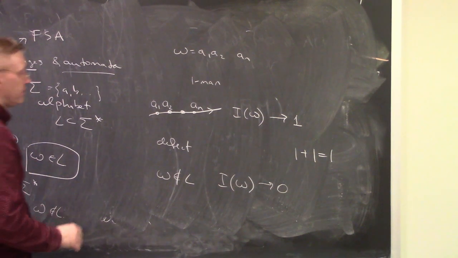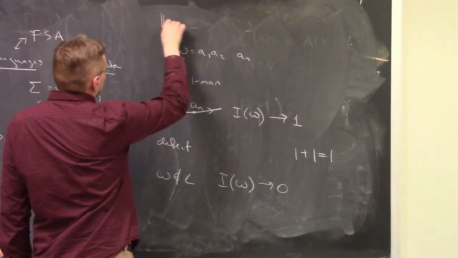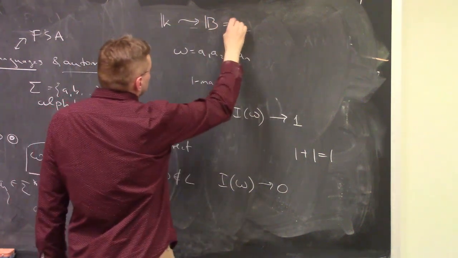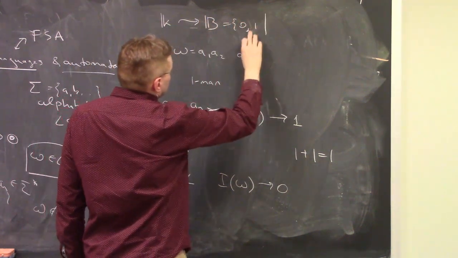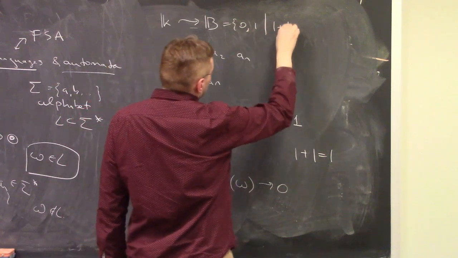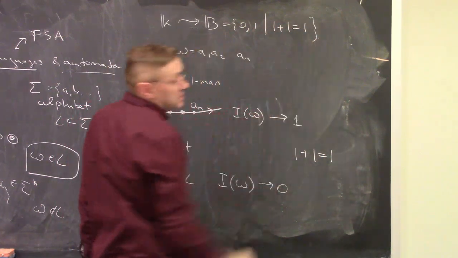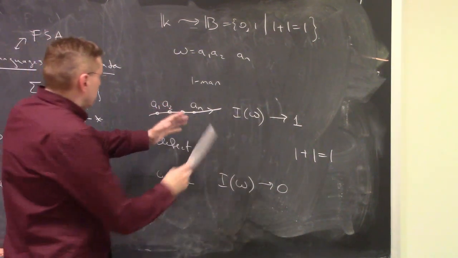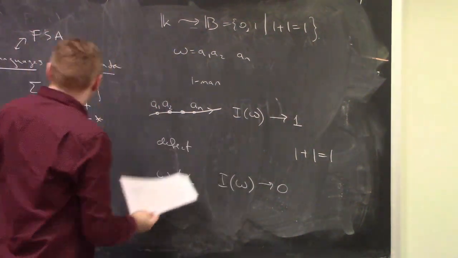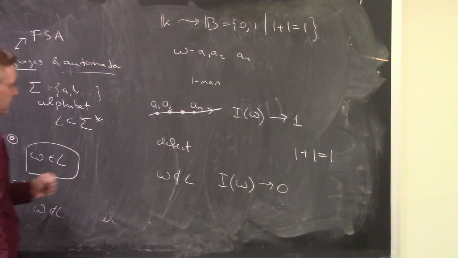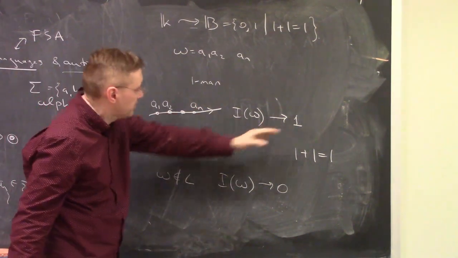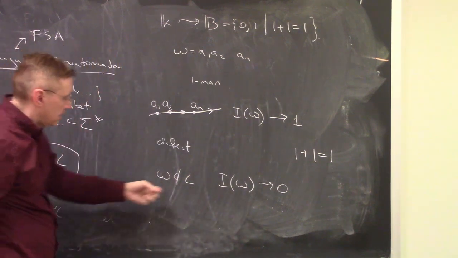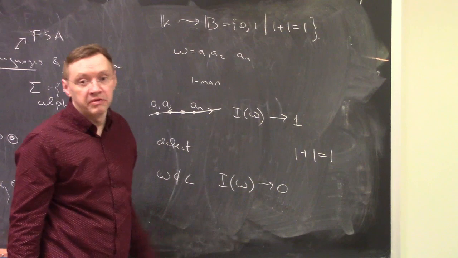So we replace k, which was a field, by the Boolean semiring B with 0 and 1. It doesn't have subtraction, it only has addition and multiplication, and 1 plus 1 is 1. It's the Boolean semiring. Thinking of this interval as a closed one-manifold with decorations, it's 1 if the word A1 through AN is in the language L, and it's 0 if the word is not in the language.